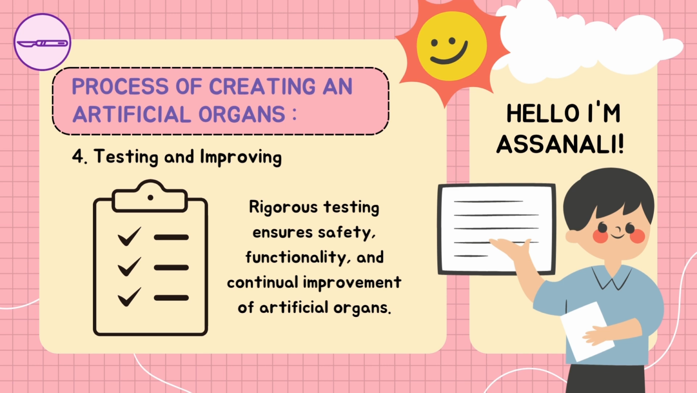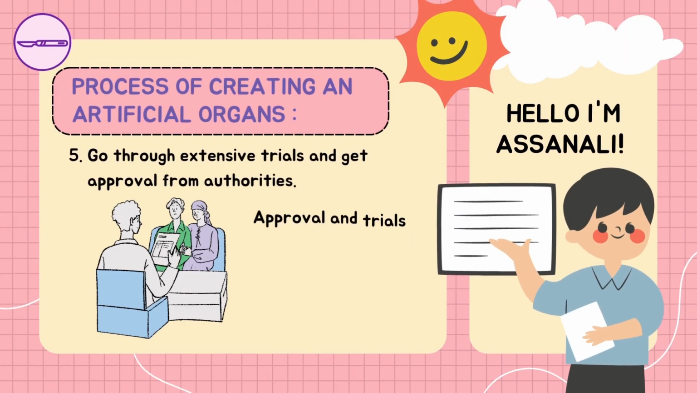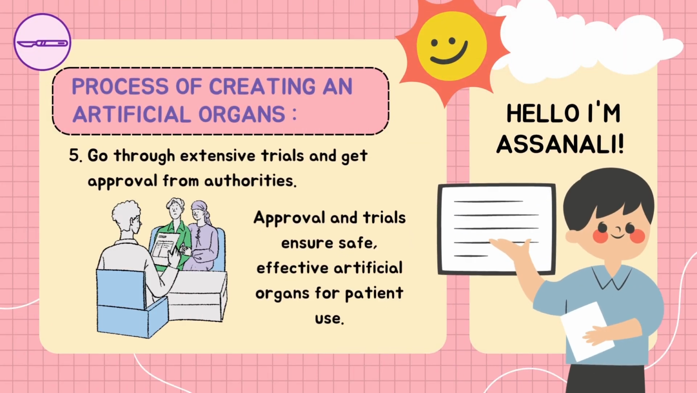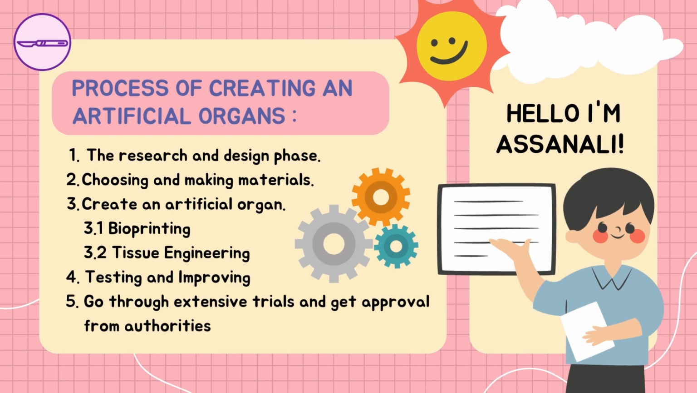Before artificial organs can be used in hospitals, they have to go through extensive trials in real life and get approval from authorities. These trials check how effective and safe the artificial organ is in real-life situations. This strict process ensures that only the most reliable and proven artificial organs are available for patients. That's an overall look at the process of creating artificial organs.